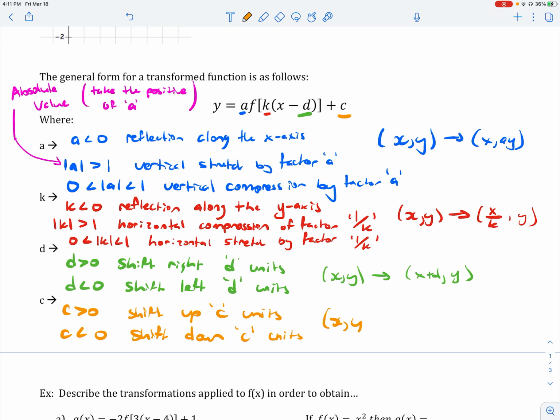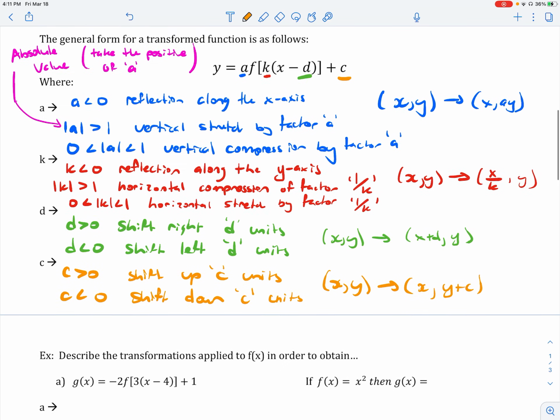Okay, either way, we're taking our point x, y, and we're adding C to the y value. All right, so those are all the transformations. So hopefully that was a good refresher. And we'll then go ahead and apply these to some examples.